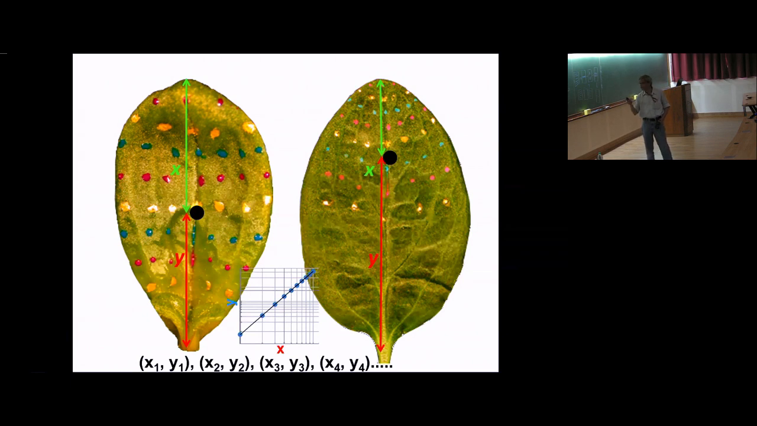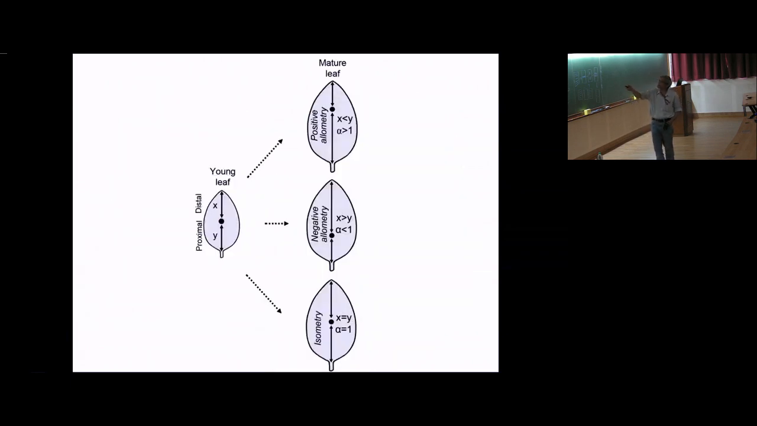So what do you expect? One possibility is, this is day one where you have put the dot here. This is the distal part and this is the proximal part of a young leaf. It is possible that this part will grow more and this X will grow less, which is positive allometry, where alpha is more than 1. It is also possible, theoretically, that this part will grow more and then Y will grow less, that is alpha is less than 1, which is negative allometry. It's also possible that it will remain the same as it is and it's isometric. There are three possibilities.